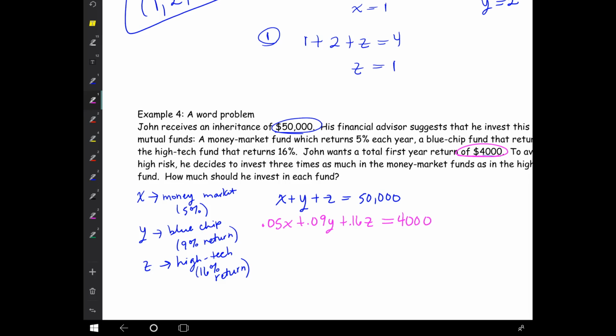Okay, the next thing that's described, it says to avoid excessive high risk, he decides to invest 3 times as much money in the money market fund as in the high-tech stock fund. This one, I want you to think about setting up this third equation. I want you to confirm it with your partner. So I'm going to give you a minute with your partner to set up that third equation.